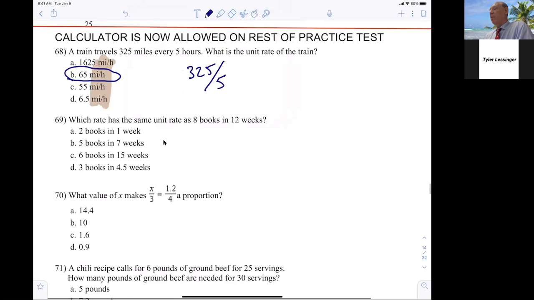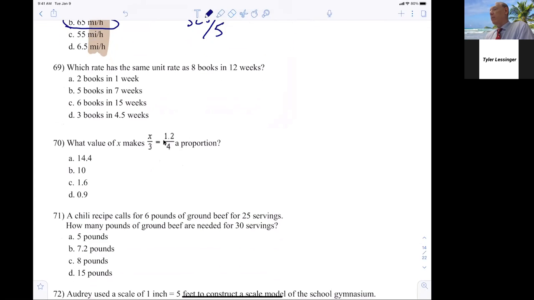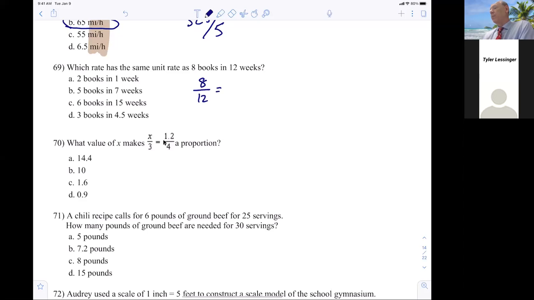Which rate has the same unit rate? All right. So if I can do 8 books in 12 weeks, what you're going to do is divide 8 by 12. And on your calculator, that should come out to be 0.6 repeated. So now, which one is the same as 0.6 repeated? Say it again. Yeah, if you do 3 divided by 4.5, that would be 0.6 repeated. So the answer is D.